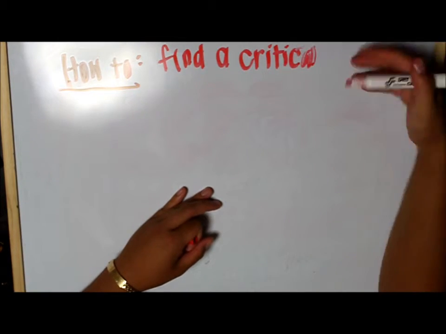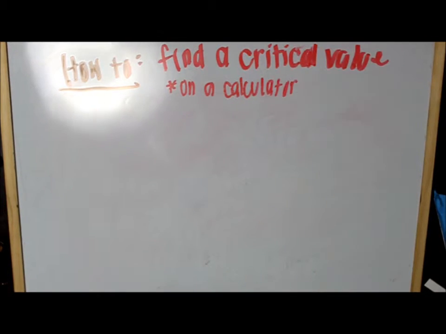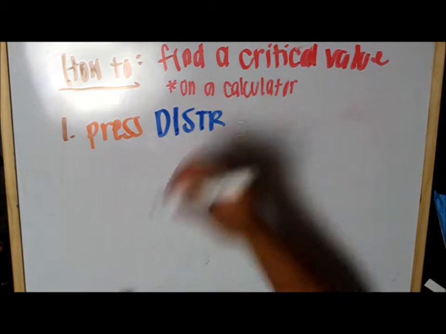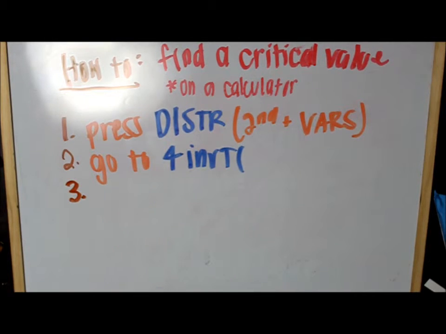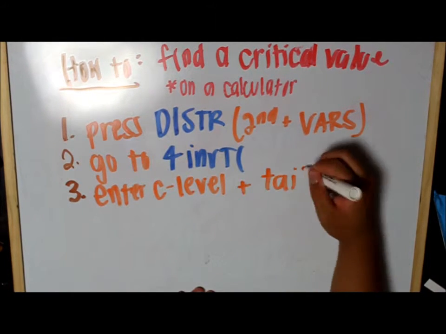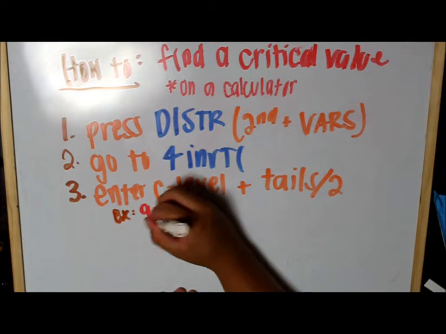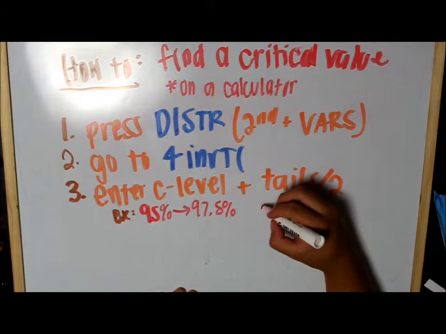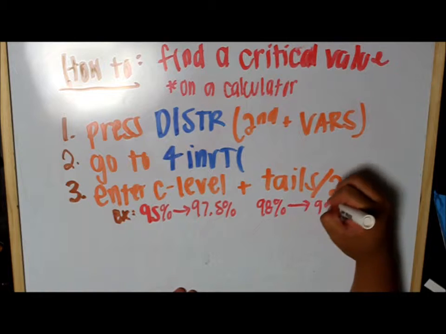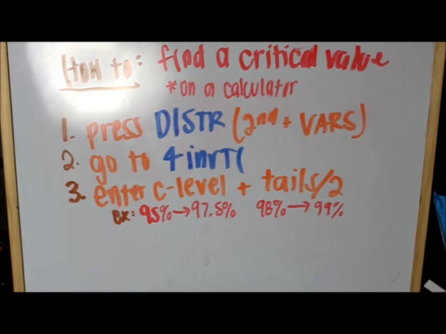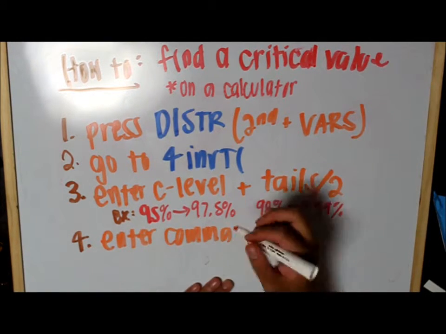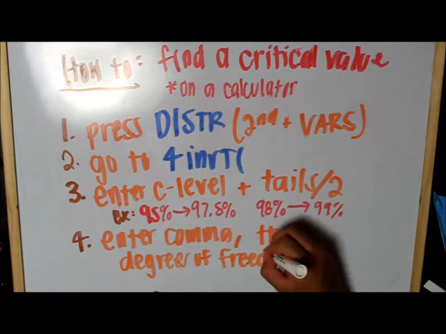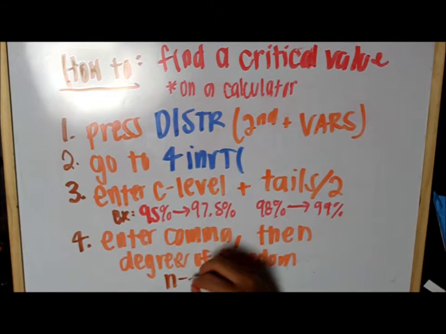Now I'm going to specify how exactly to find a critical value on a calculator. First you press distribution, which is second plus vars. Then you go down to number 4, which will be inv t. You have to enter your confidence level plus its tails divided by 2. So for example, if you had a 95% confidence interval, you'd have to enter 97.5 or 0.975. Then you enter a comma, then enter your degrees of freedom. And your degrees of freedom is your sample size minus 1.